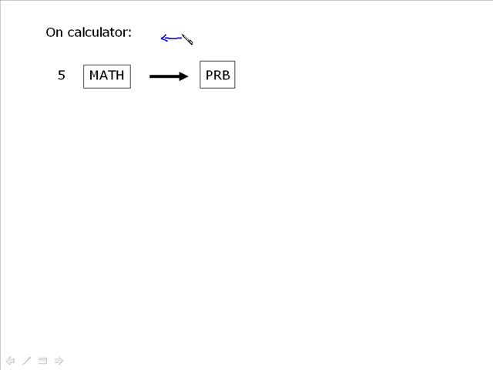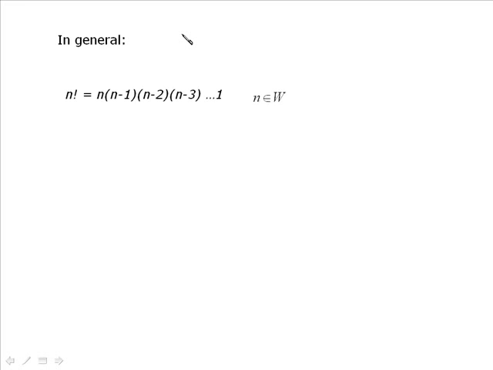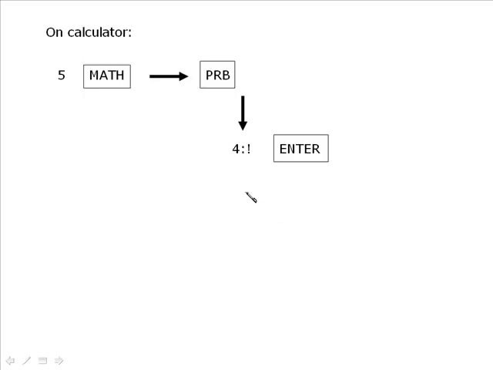And once you get to the probability menu, you'll see we have a bunch of things, some of which we will be using in this unit. But the first one would be number 4. So you either press 4 or you take your cursor down there and press enter. As soon as you do, you should get 5 factorial equal to 120. Then you've got it.